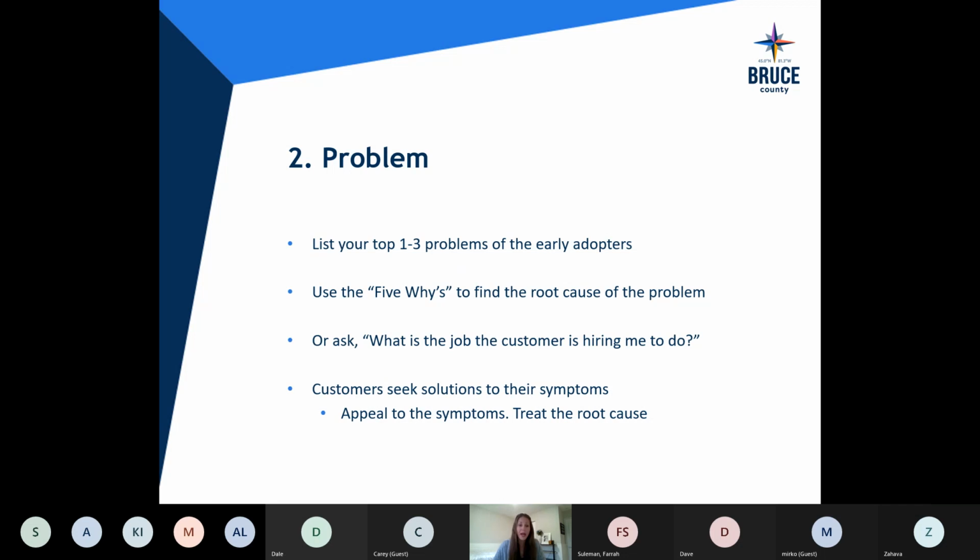So there's a few different ways that you can go through and identify problems through the lean canvas. One is to ask the 5 whys to find the root cause of the problem. Another is to ask, what is the job the customer is actually hiring me to do? Why did someone give me money? What do they want me to provide for them? And just a quick point here is that customers seek solutions to their symptoms. Appeal to the symptoms, treat the root cause.